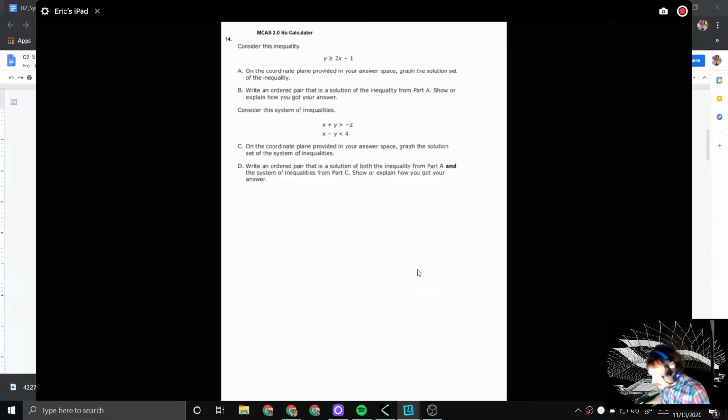Number 14, consider the inequality y greater than or equal to 2x minus 1.